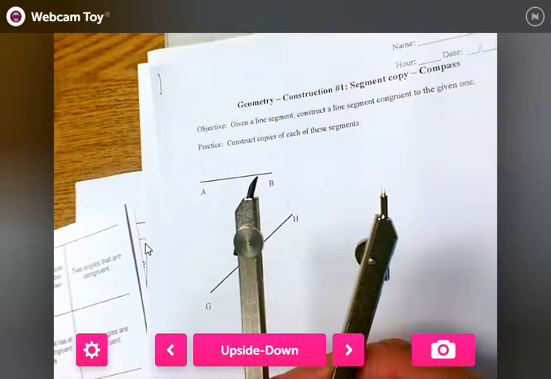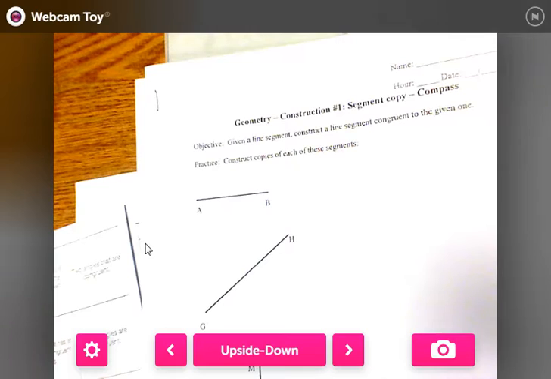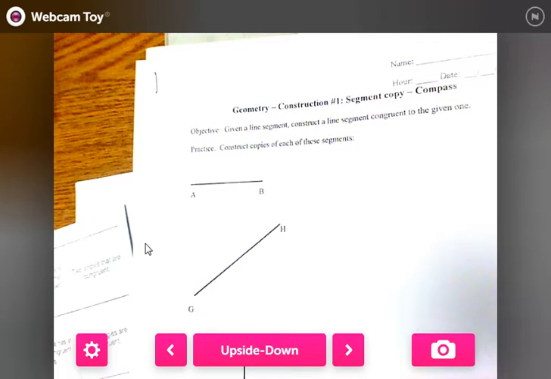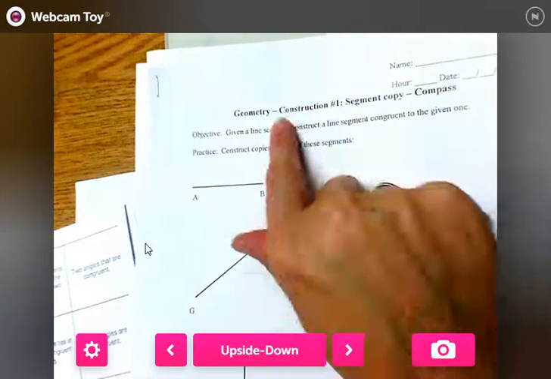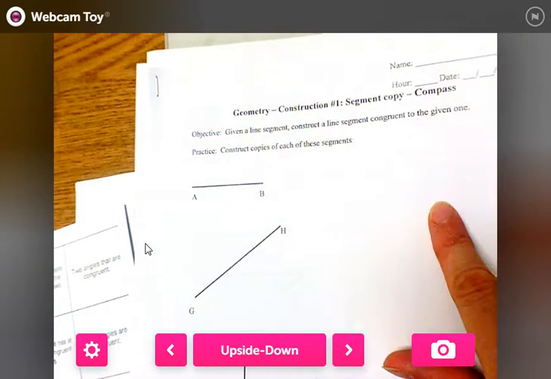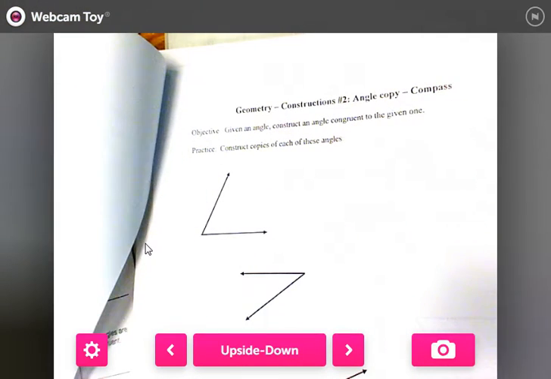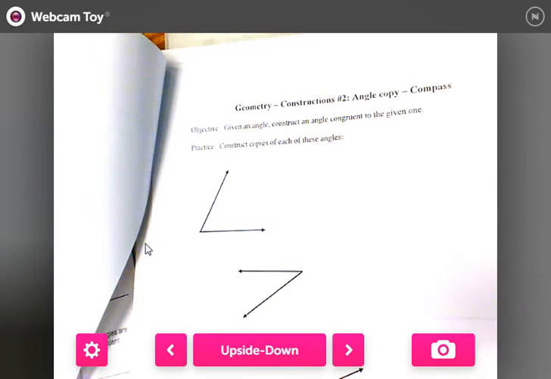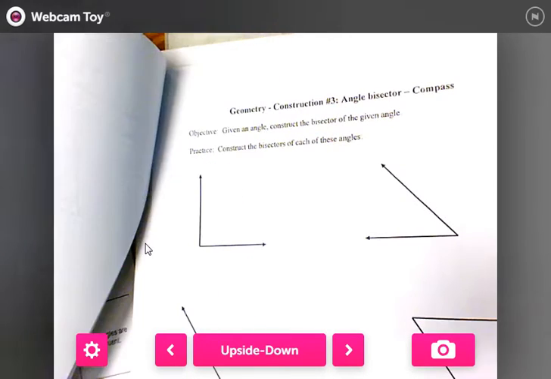Now, guys, I want you to start. We're going to start with doing these different things. I want you to flip through here and kind of see the things we're going to do with this compass. This first page, we're going to copy a segment down. We're going to take AB and we're going to copy it next to it. Exactly. Okay? The next page is copying an angle. The next page, if we look after that, is an angle bisector.